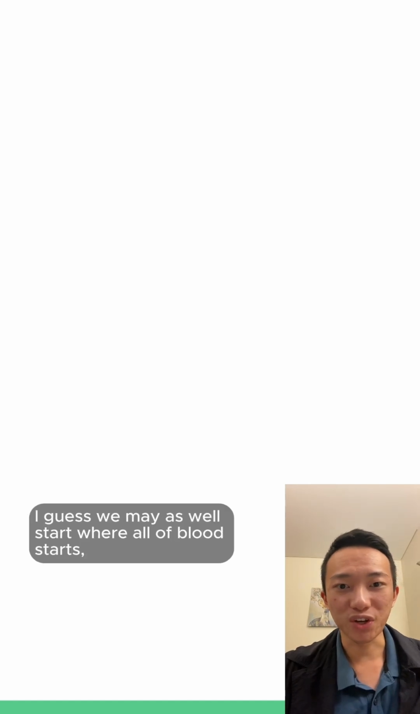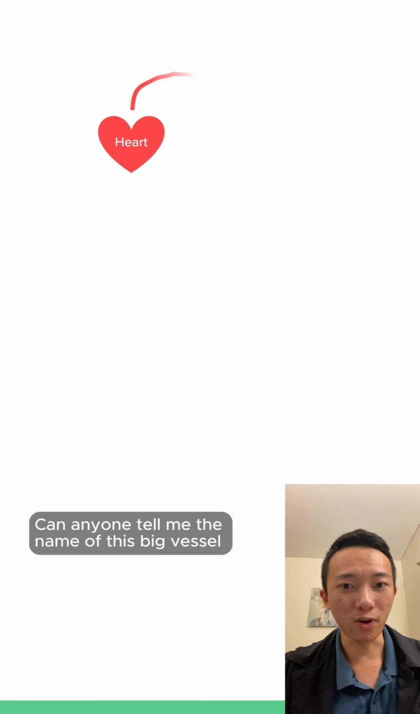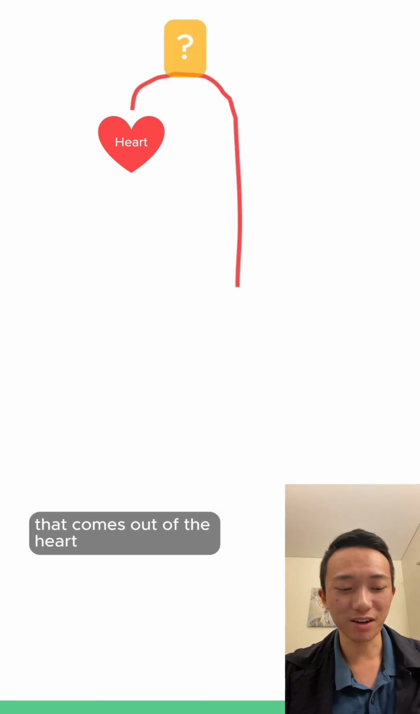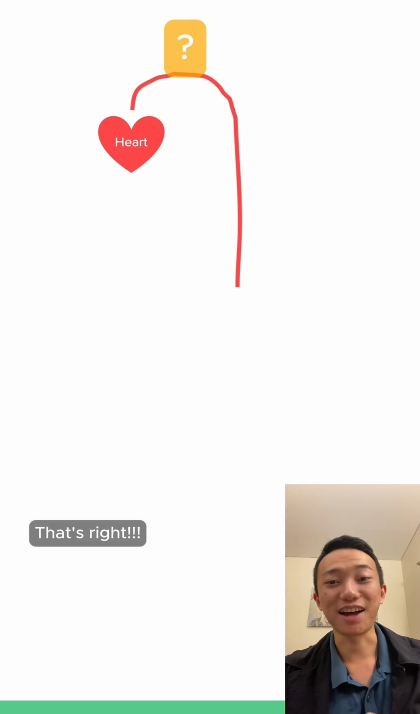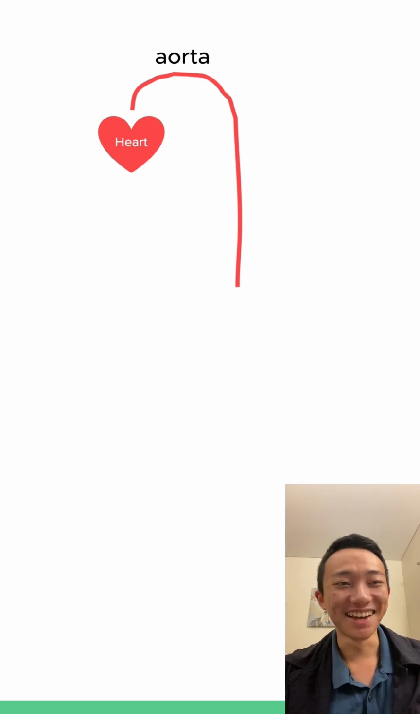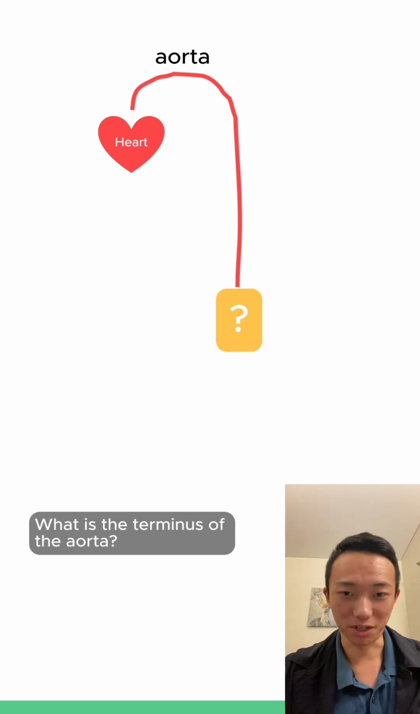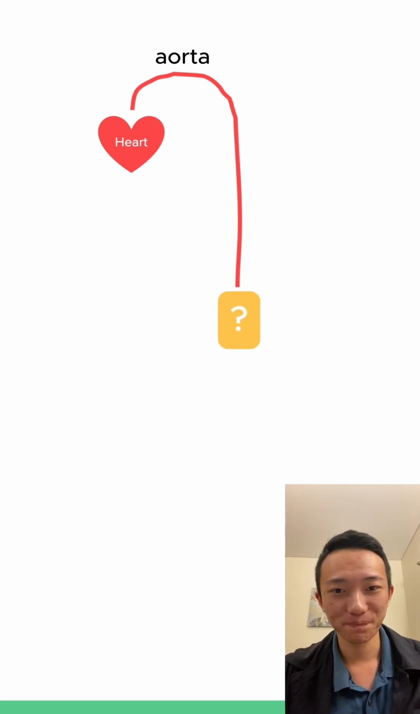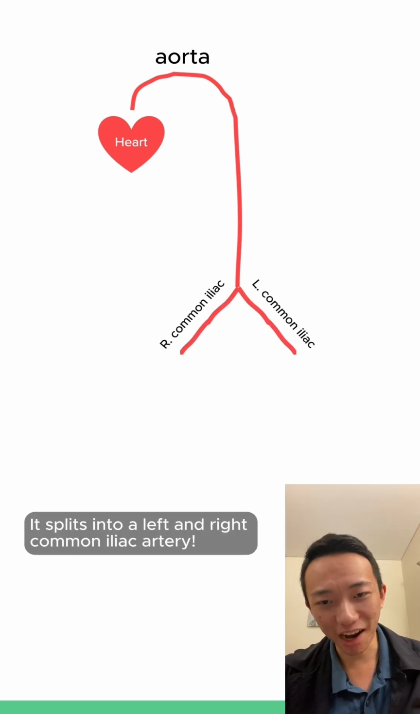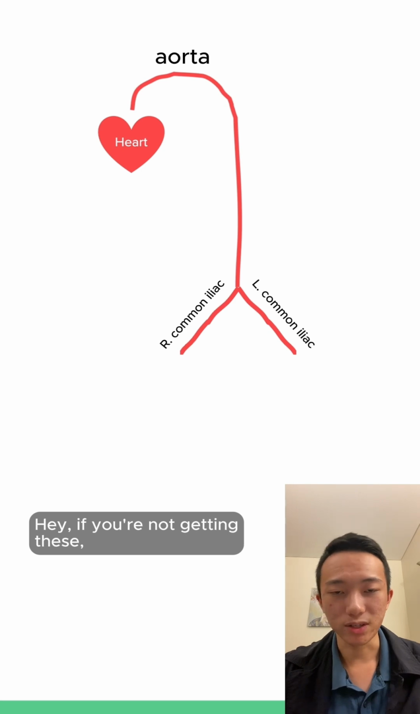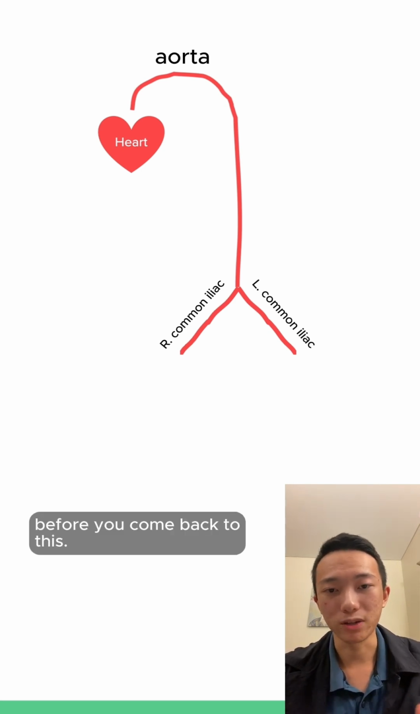I guess we may as well start where all of blood starts, which is the heart. So, can anyone tell me the name of this big vessel that comes out of the heart and carries oxygenated blood to the rest of the body? That's right, it's the aorta. Alright, and can anyone tell me how the aorta ends? What is the terminus of the aorta? That's right, it splits into a left and right common iliac artery. Hey, if you're not getting these, it's probably worth going back and just reviewing your notes from first year before you come back to this.